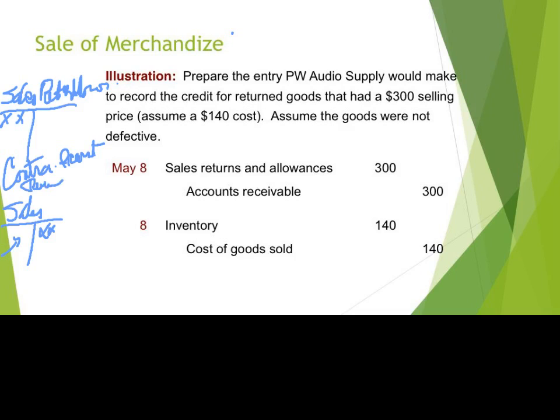So therefore, assume the goods were returned to us that we sold them for $300 and they cost us $140. Well, we debit sales returns and allowances for $300. We reduce the amount they owe us. We skip a line now and we record the fact that we're returning the inventory onto our shelves, and we reduce the cost of goods sold.